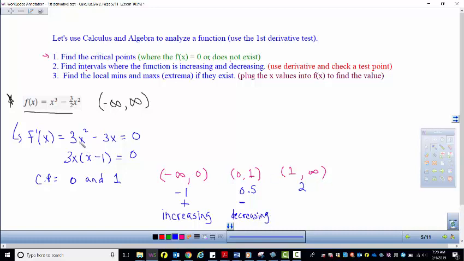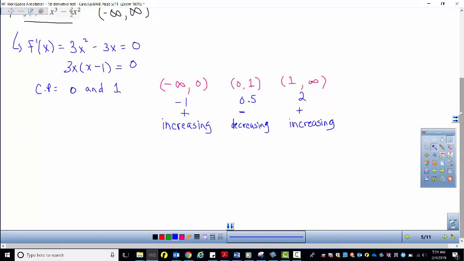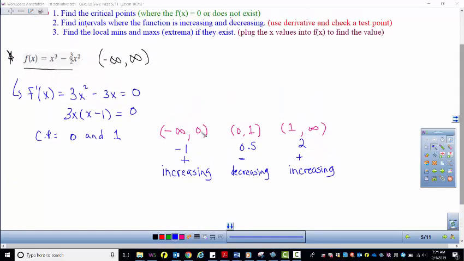And then if I put 2 in here, 2 squared is 4, so that's 12 minus 6, so that's going to give me another positive value. So that means my derivative is positive, my function is increasing. So what we found is that my function is continuous, and at 0 it switches from increasing to decreasing. So I know that there is a maximum when x equals 0.